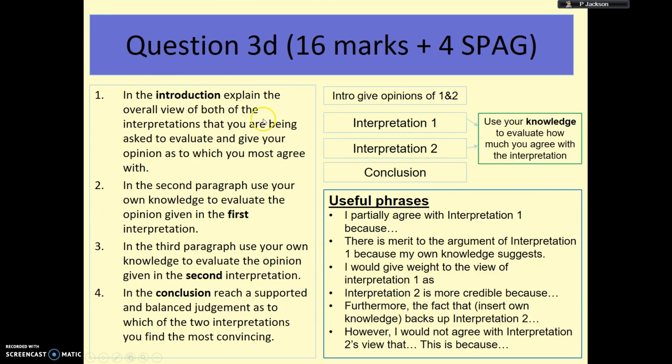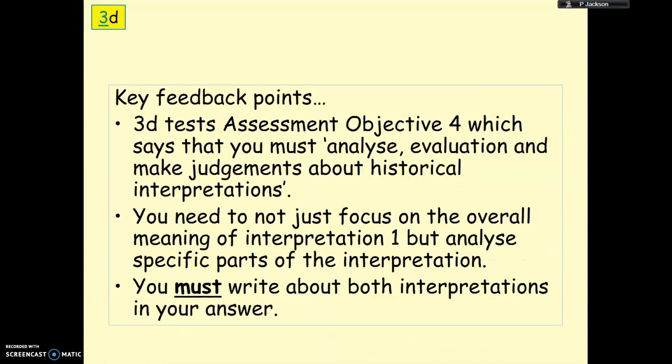Now, I think this overview probably gives you a bit of clearer advice on this. So you've got your introduction, you've got your second paragraph, you're going to use your own knowledge to evaluate the opinion in the first interpretation. Third paragraph, use your own knowledge to evaluate the opinion in the second interpretation, and then in conclusion, reach a balanced judgment. And that's the best way to think of it. This little overview here, given the opinions of both interpretations at the start in your intro, evaluate the first interpretation, evaluate the second interpretation, and then the conclusion. There's some useful phrases there for you to use, so pause and learn those.